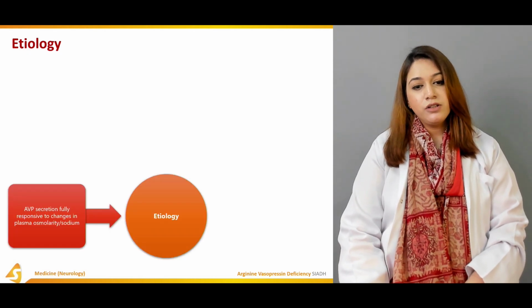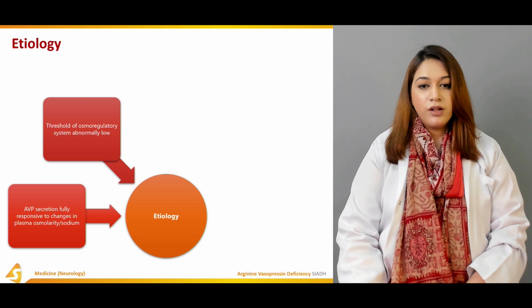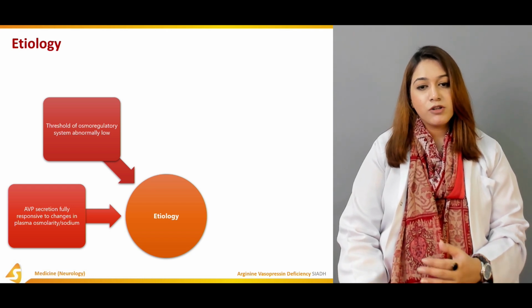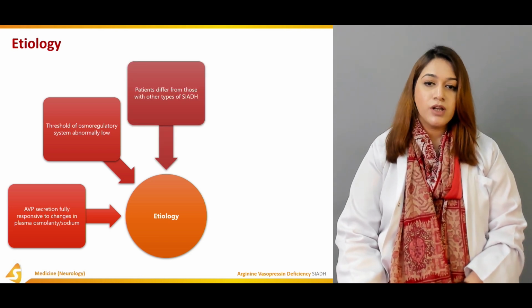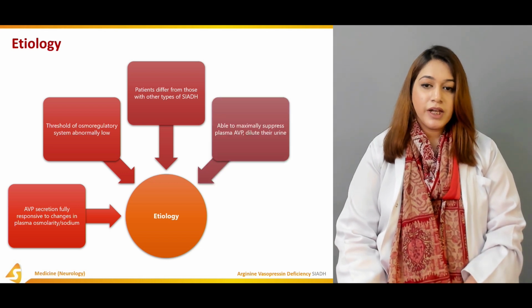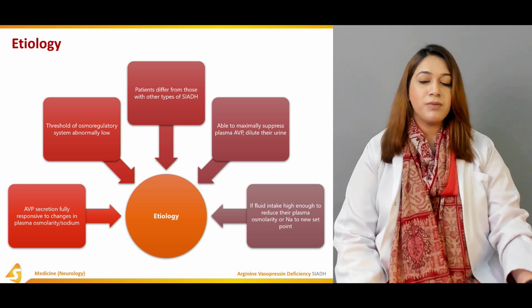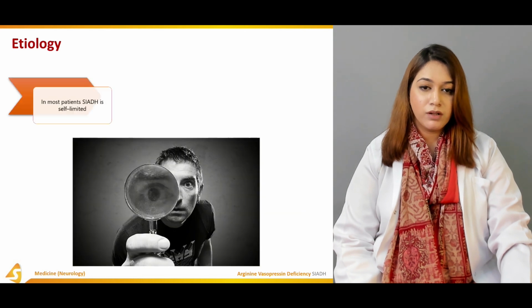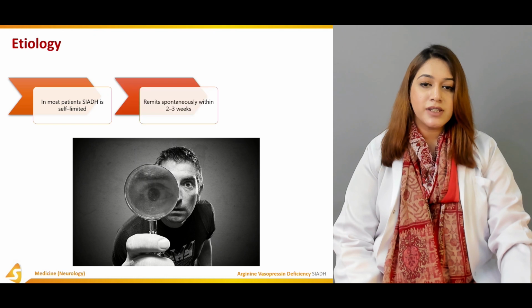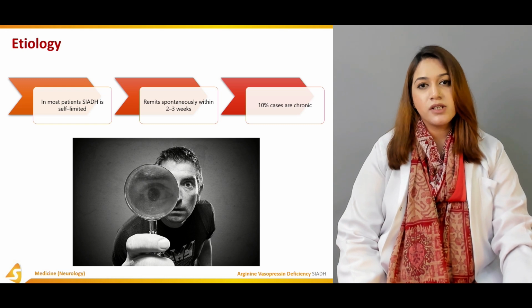Now, the AVP secretion is fully responsive to changes in plasma osmolarity and sodium. Because the osmoregulatory threshold is low, these patients differ from those with other types of SIADH. They are able to maximally suppress the plasma AVP and dilute their urine, if the fluid intake is high enough to reduce their plasma osmolarity or sodium to the new set point. In most patients, SIADH is self-limited. It remits spontaneously within 2 to 3 weeks, and 10% of the cases are chronic.